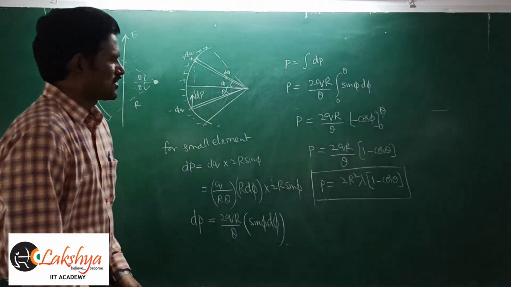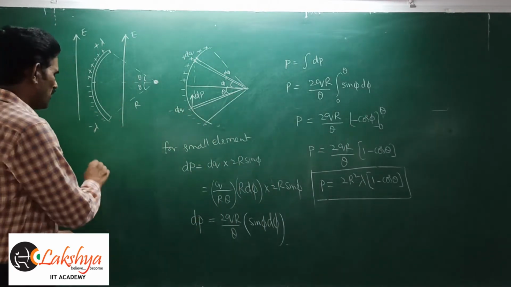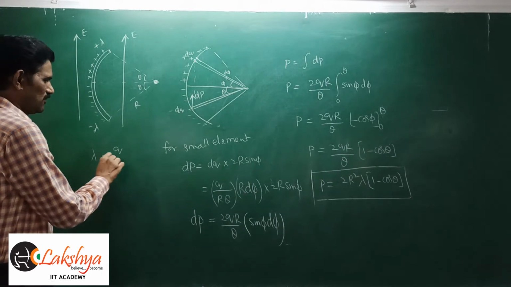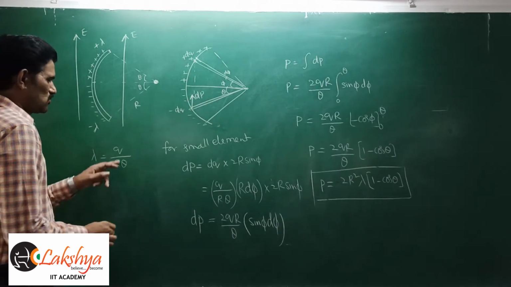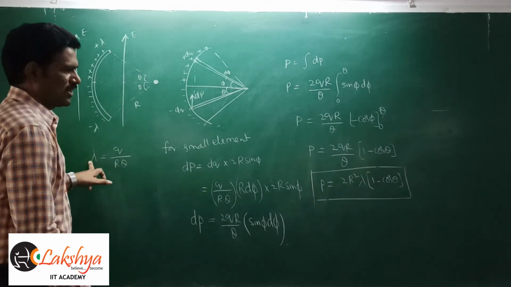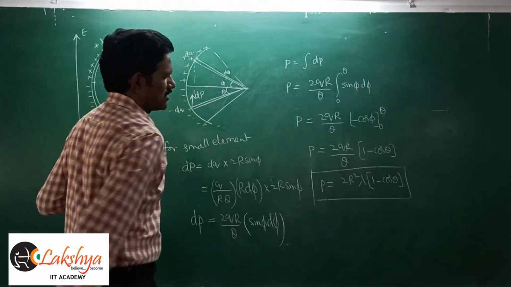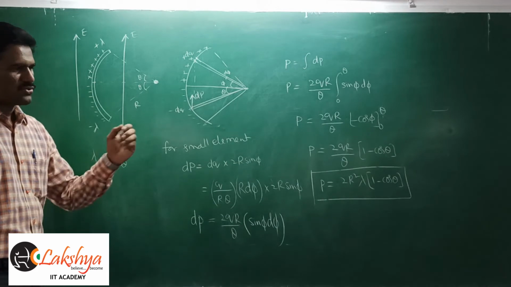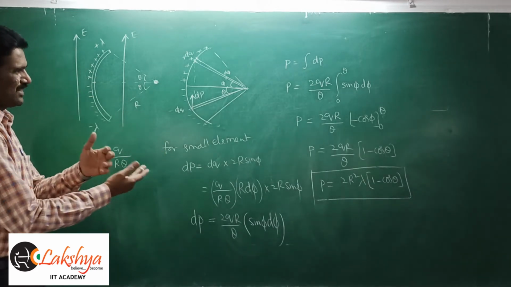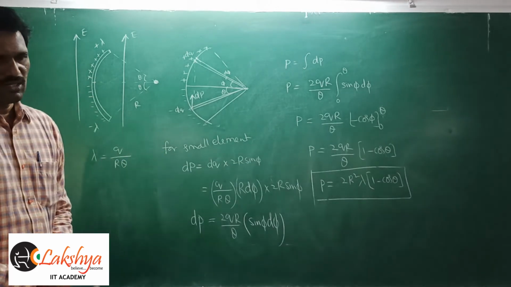Just this q value, this lambda value is nothing but q by r theta. So q is equal to r theta into lambda. If we substitute that value, theta will be cancelled, and we get r square into lambda. So it is our dipole moment, and that dipole moment we can now directly use in our formula.